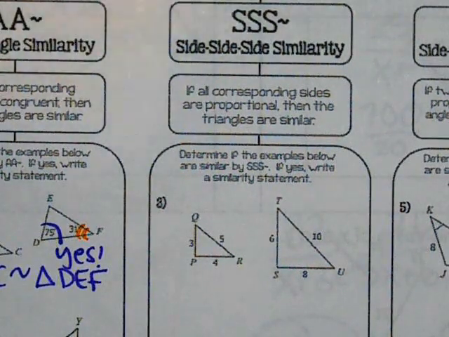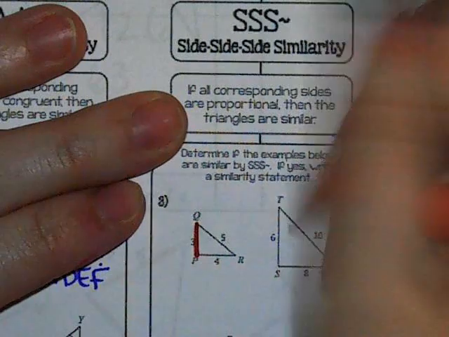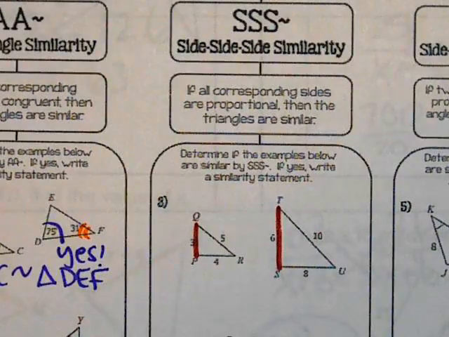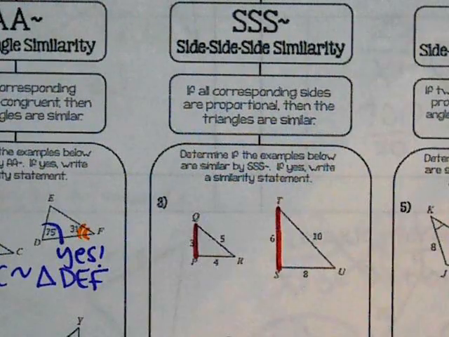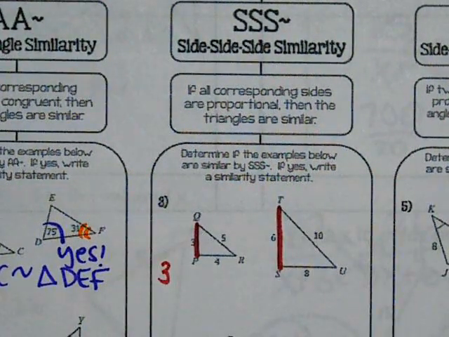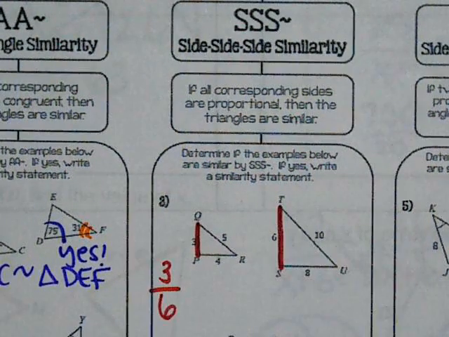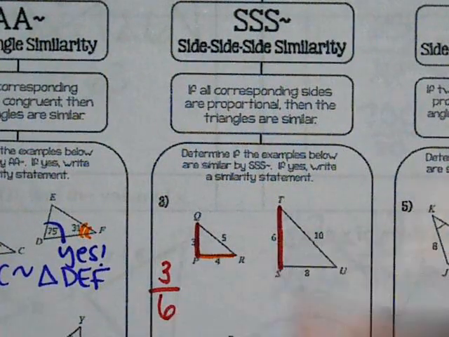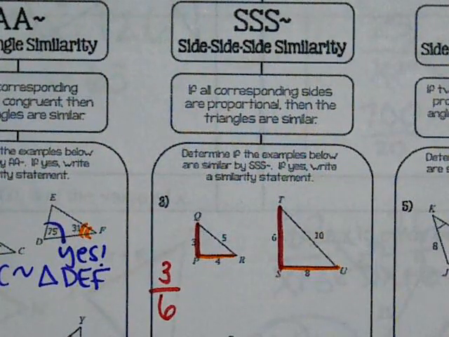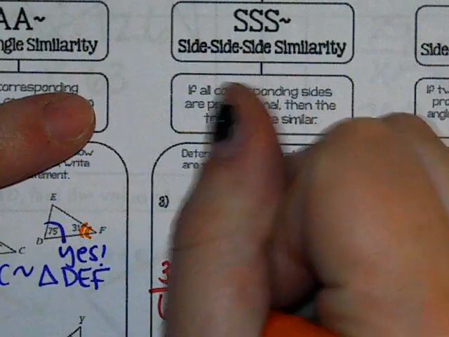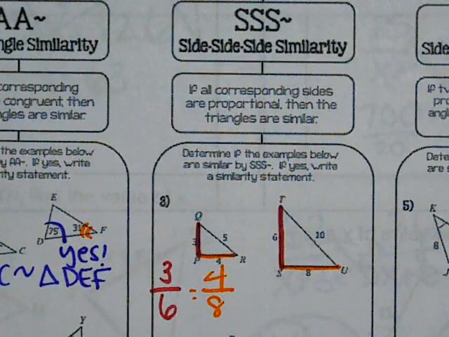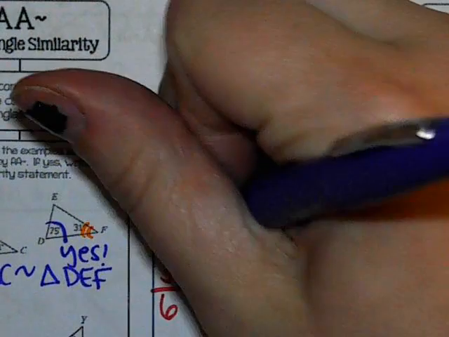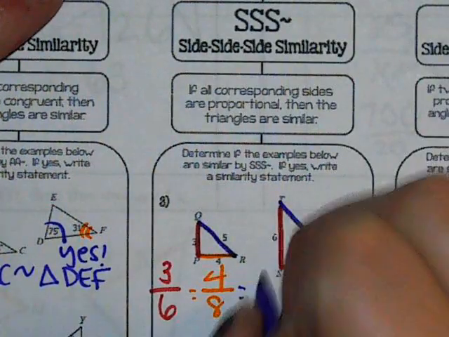So I'm going to color code mine. I've got my first side, which is going to have the smallest value. That is kind of how we're going to match these up. So my first side with the smallest value is QP, and that is 3. And then in the next triangle, that would be TS, that has a value of 6. So that is my first one. My second one would be this bottom one right here for 4 and for 8. So if I were to make the proportion for that, it would be 4 to 8. And then my last one is the diagonal part here, and that is 5 to 10.